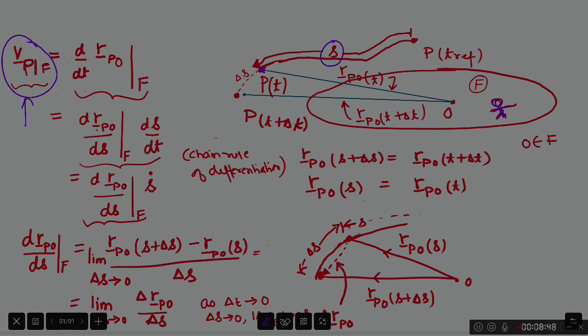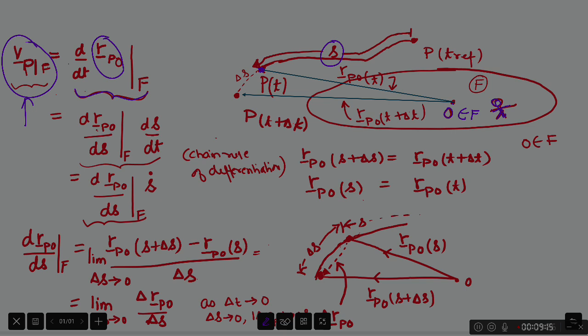The derivation of this expression starts with the very definition of VPF, which is what I have written here. It is the rate of change of the position vector of the particle P measured from a point which has to be fixed in frame F. And that position vector is denoted by RPO here.